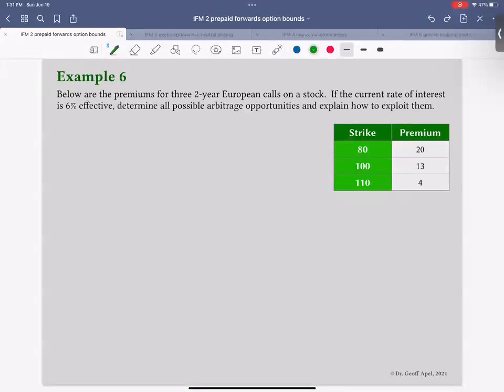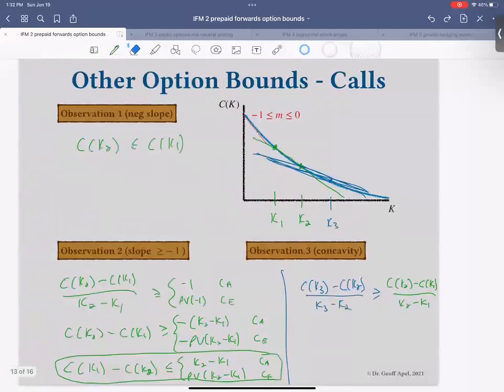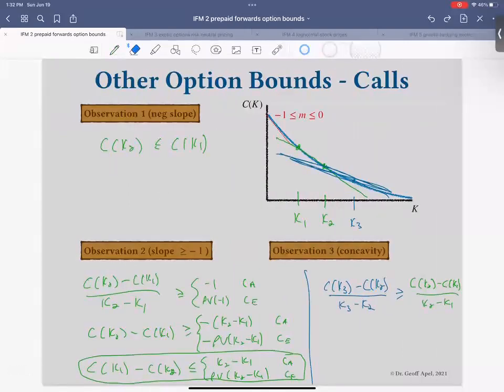I can't really use those bounds we talked about at first, where calls should be less than the current stock price, or the present value or prepaid forward of the stock price, or more than if I exercised it. I don't know anything about the stock, so I can't even use that. The only thing I have is how calls relate to other calls. So I want to think back to this graph: the price for calls decreases, concave up, slopes never worse than a -1.